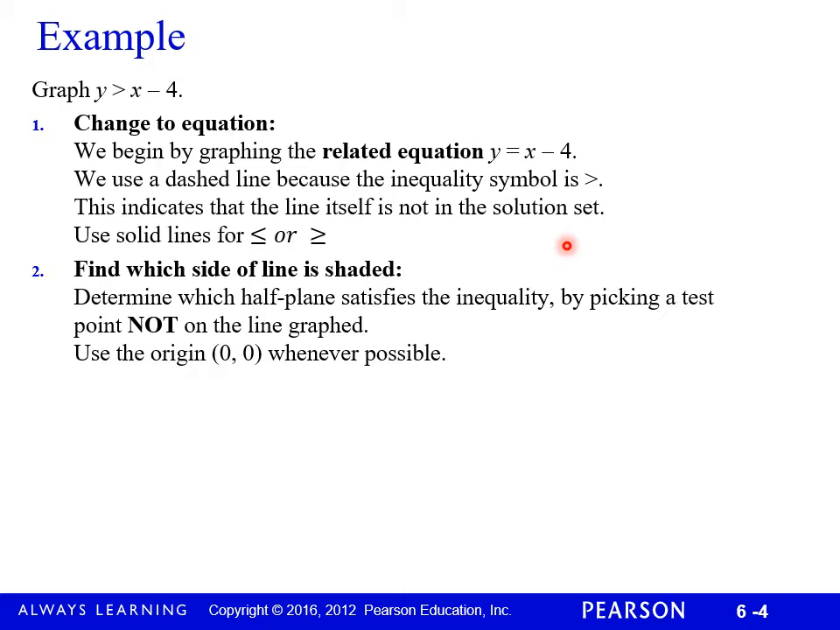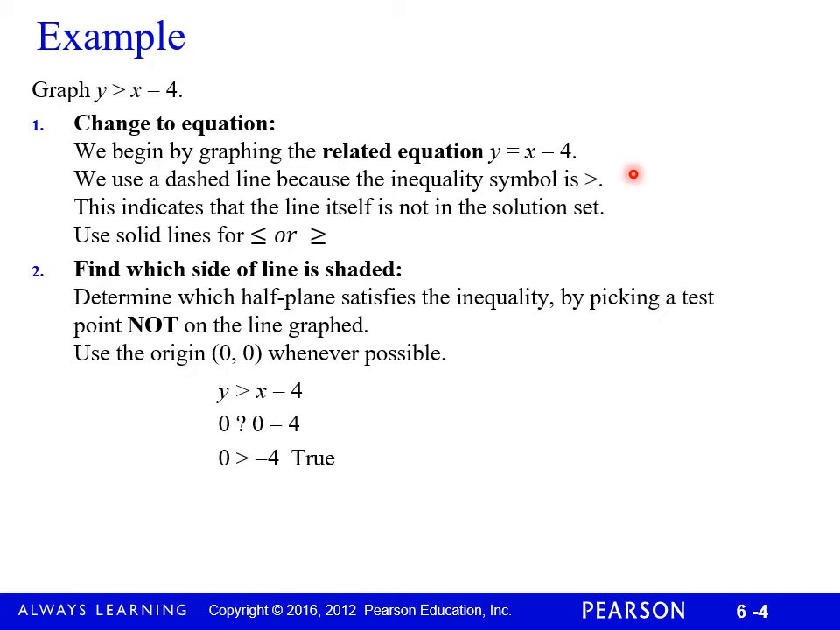After we've drawn the line, we have to determine which side of the line is shaded, because this is an inequality, so it's not just a line anymore, it's a whole area of the graph that we're going to shade. We're going to determine which half plane satisfies the inequality. It's one side of the line or the other, by picking a test point that's not on the line graph, and that's really key. Use the origin whenever possible, and the origin is not part of this equation, right? It's not part of the solution, so it's not on the line.